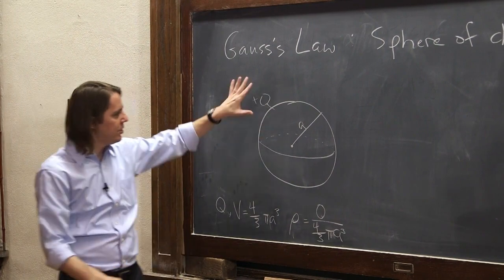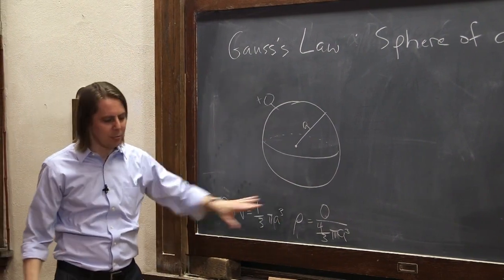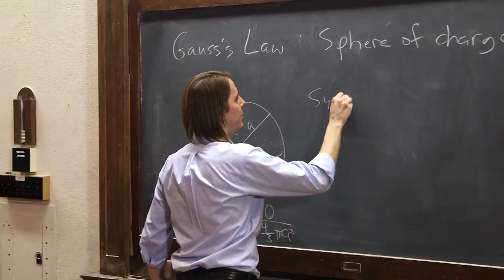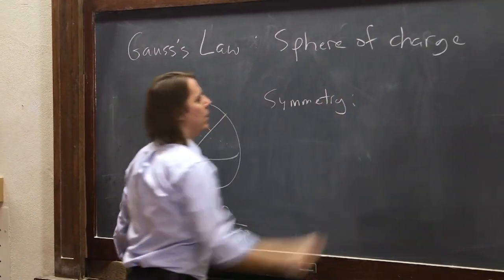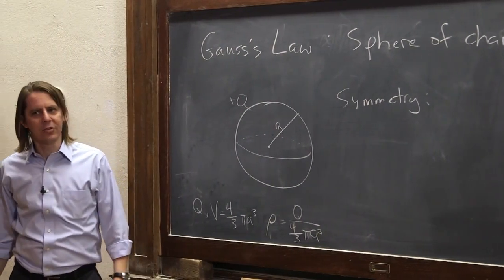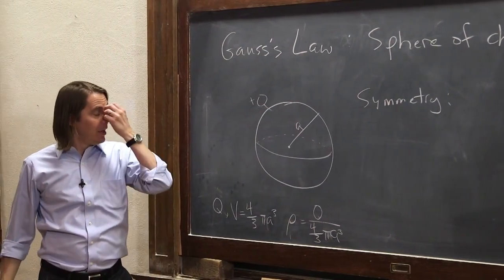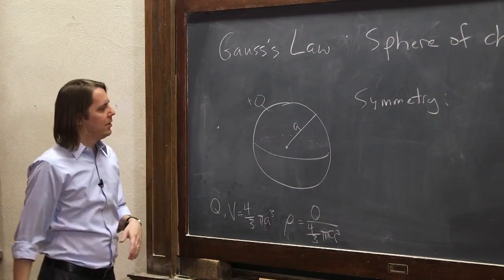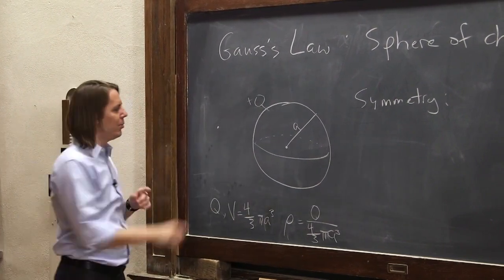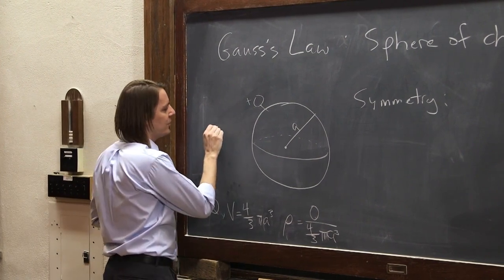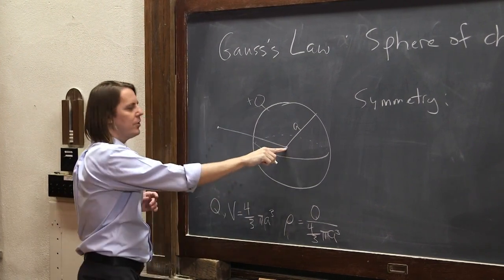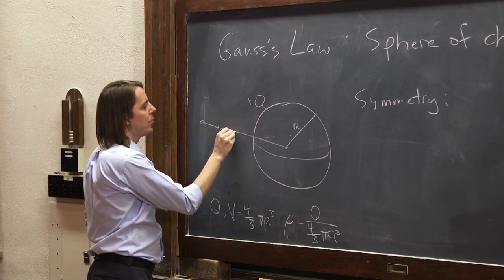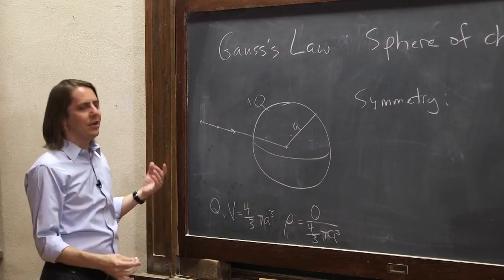Solid sphere of charge Q, radius A. We have all these parameters here. First thing in a Gauss's law problem is symmetry. What is the symmetry telling us about this problem? Well, if you pick a point anywhere, say here, the electric field can only be along one axis. It has to be along the axis between the center of the sphere and the point. The E field can only be this way or this way. Okay? And it's a standard symmetry argument.